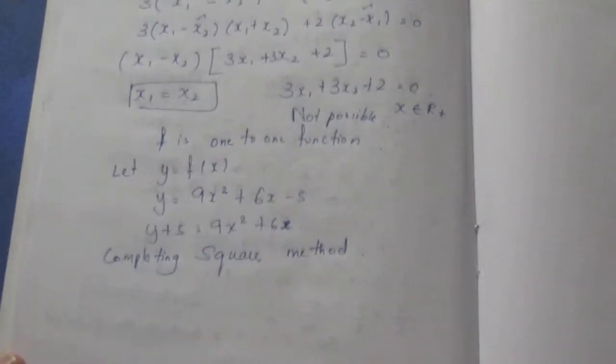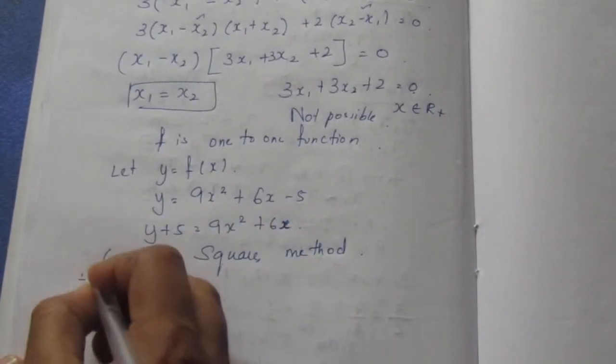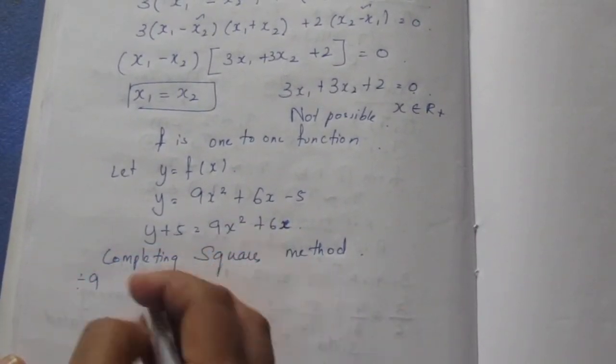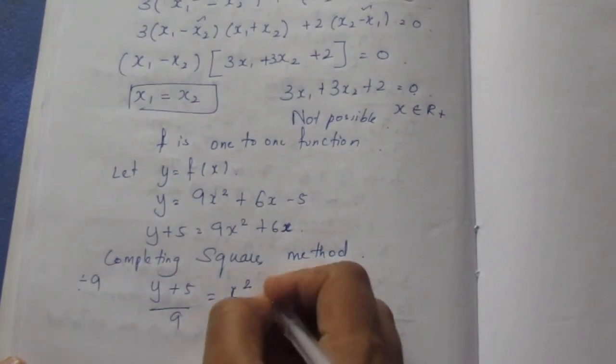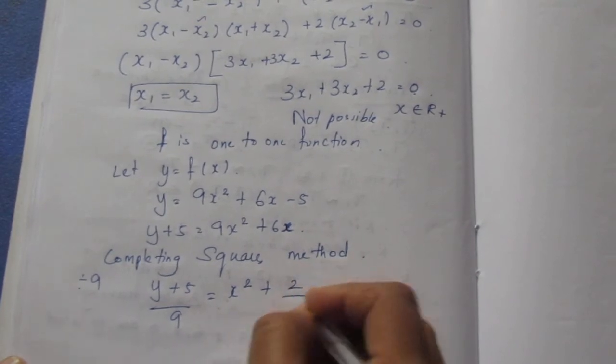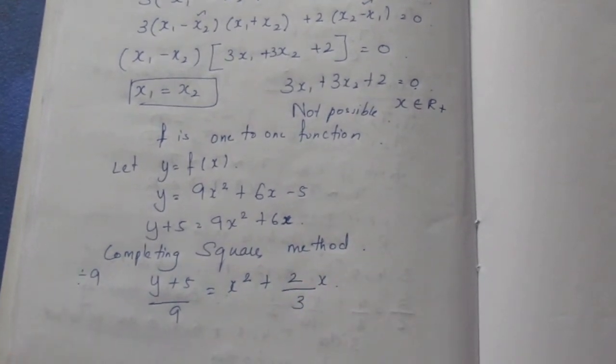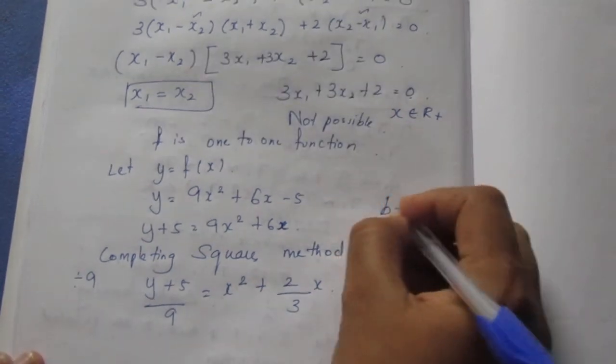The method is dividing by the coefficient of x square, if there is one. So here it becomes x square plus 2 by 3 x. Now, when x has a coefficient, divide by 2. We know that the x coefficient is 2 by 3. So if I divide by 2, I'll get my b.